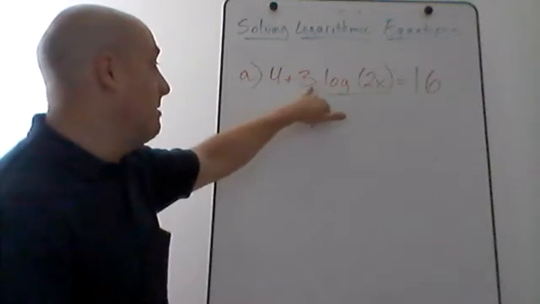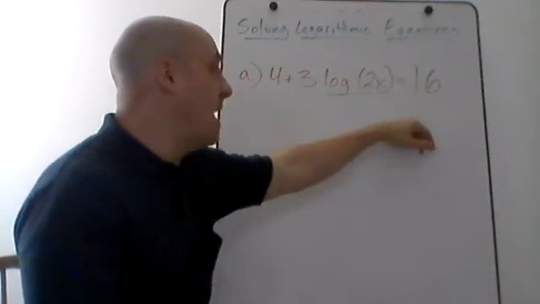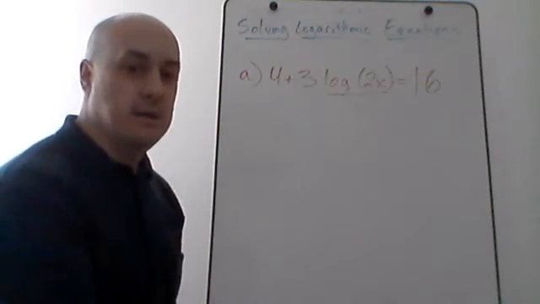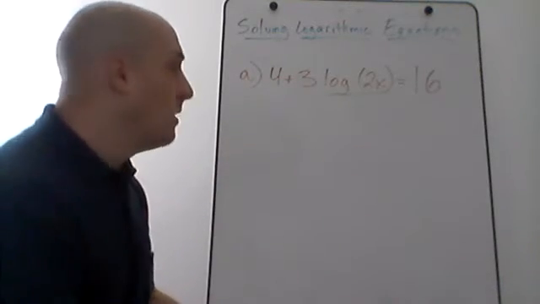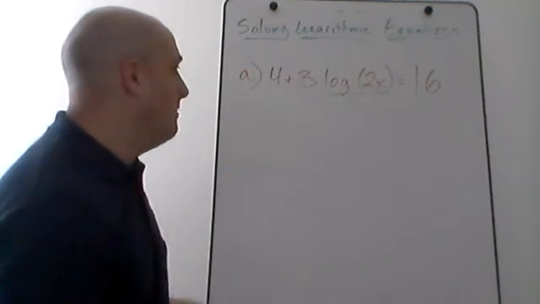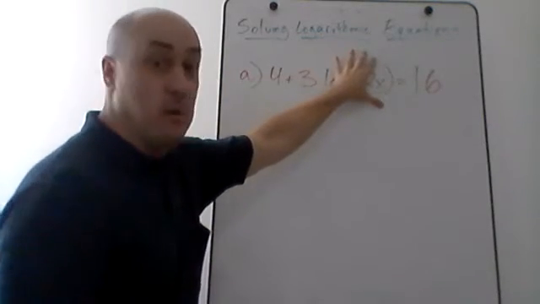Isolating that means we need to get rid of this 3 and also this 4 over here. We need to move those numbers to the other side using basic algebraic maneuvers to get the log of 2x all by itself. It's almost like this whole big thing that I just underlined is my x, and I want to solve for the x.